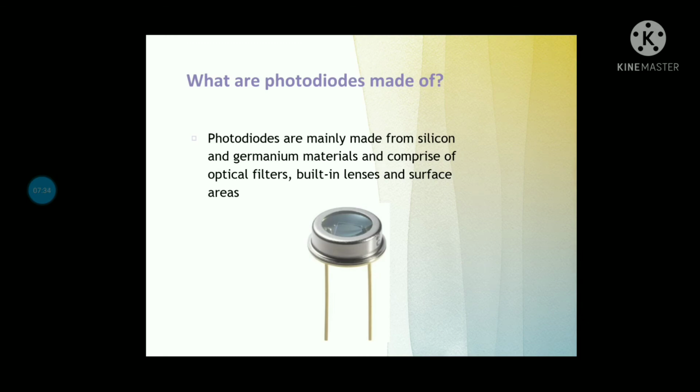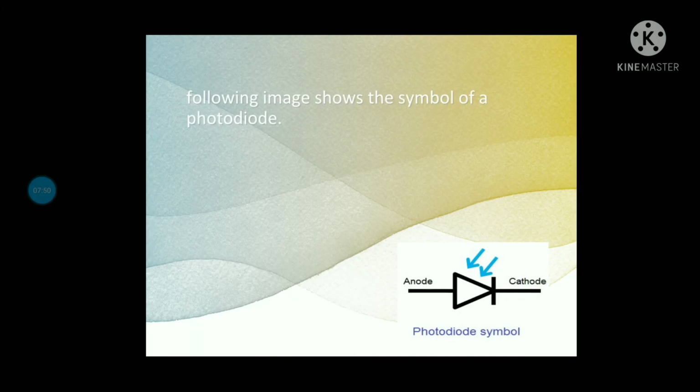So in this screen also you can see what a photodiode looks like. Photodiodes are mainly made of silicon and germanium material and comprise optical fiber, built-in lenses and surface areas. A photodiode is also called a small solar cell.